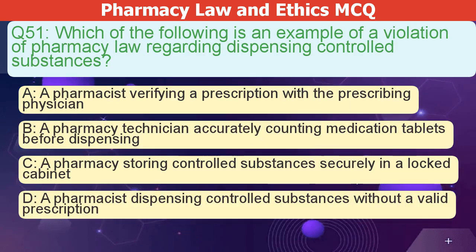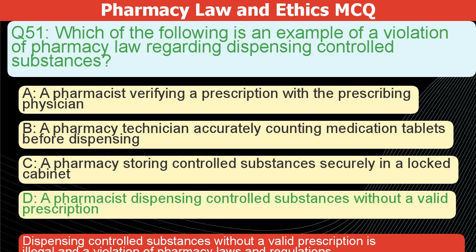Which of the following is an example of a violation of pharmacy law regarding dispensing controlled substances? A. A pharmacist verifying a prescription with the prescribing physician. B. A pharmacy technician accurately counting medication tablets before dispensing. C. A pharmacy storing controlled substances securely in a locked cabinet. D. A pharmacist dispensing controlled substances without a valid prescription. The correct answer is D. Dispensing controlled substances without a valid prescription is illegal and a violation of pharmacy laws and regulations.